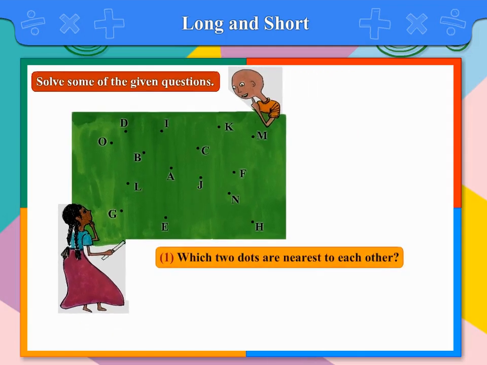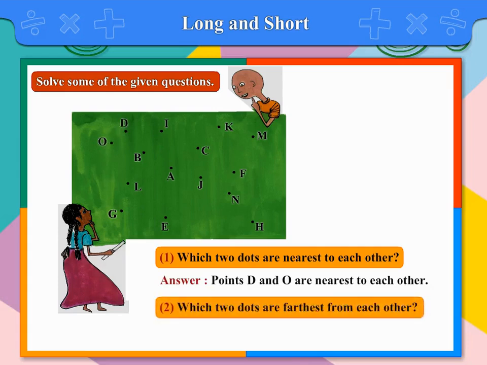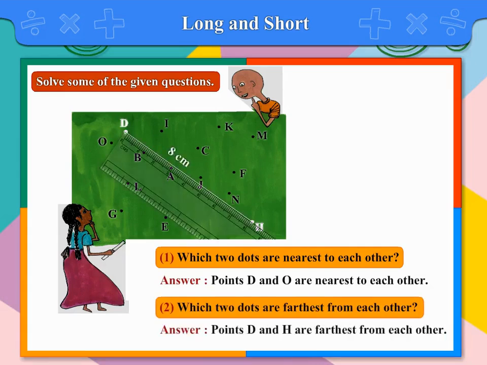First, which two dots are nearest to each other? Answer: points D and O are nearest to each other. Second, which two dots are farthest from each other? Answer: points D and H are farthest from each other.